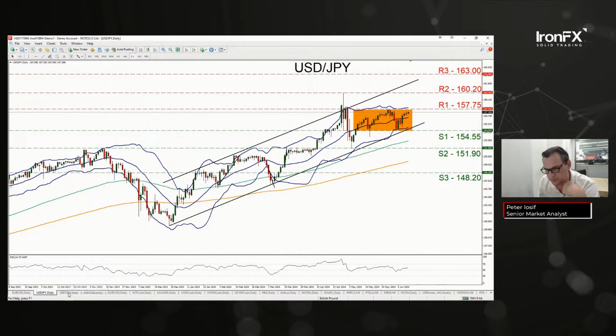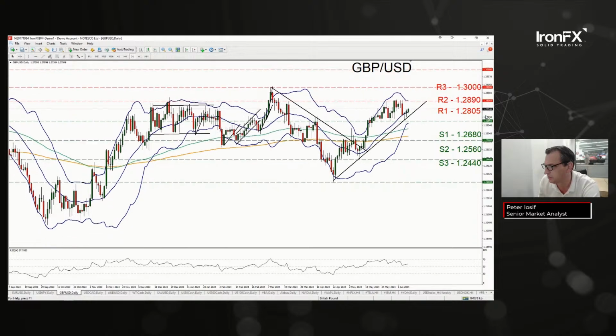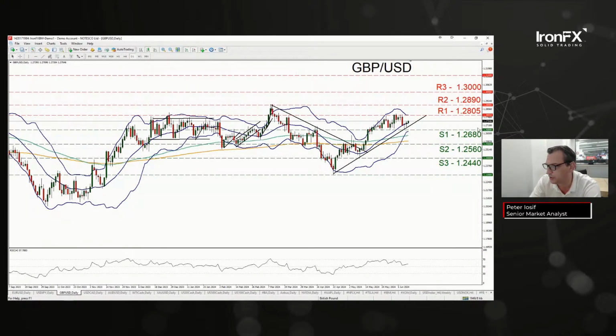Let's have a look at GBP/USD, cable. Now, cable, this is the daily chart. Allow me to readjust it a little bit so we have a clear picture. Here we go. Cable, interestingly enough, over the past 2 days and during today's Asian and European session, remained in a slightly upward trajectory, yet the big picture remains that the pair is in sideways motion, locked in between the R1, 1.2805, and the 1.2680.